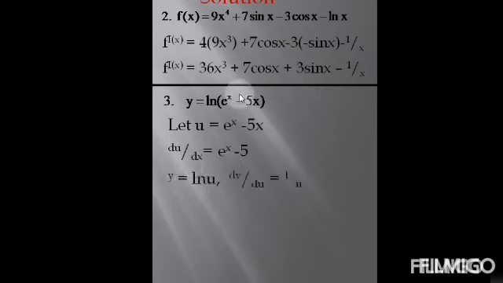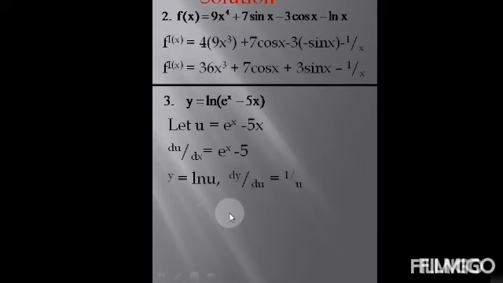Number 3, y is equal to ln of exponential x minus 5x. This is also a chain rule. So you let exponential x minus 5x be u. That will make your du dx exponential x minus 5. Because if you differentiate exponential x, it gives you exponential x. Differentiate minus 5x, you have minus 5. So y becomes ln u, since u is exponential x minus 5x. So dy du is 1 over u.